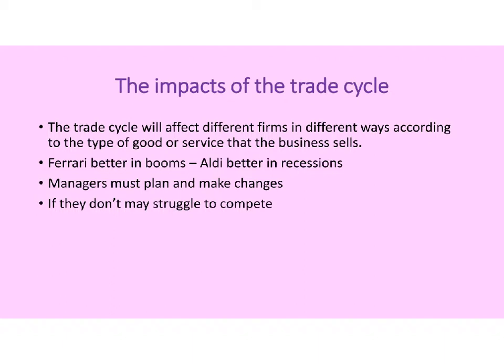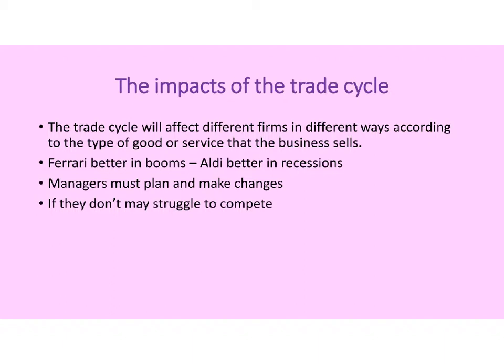So the impacts of a trade cycle then. So the trade cycle will affect different firms in different ways according to the type of good or service that the business sells. So Ferrari, for example, would do better in booms because people have got a lot more money, and Aldi might be a type of business that does better in recession because people are trying to save money, so they'll spend less, so they prefer stores that sell cheaper items. So managers of businesses have got to plan ahead and make changes in the business so that they can survive in the different economic periods as best as possible.